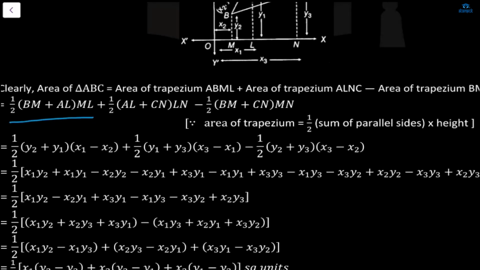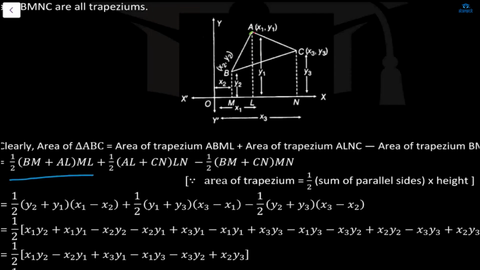Similarly, you are going to find out the area of the other trapezium, that is half, AL will be written as Y1, and CN will be written as Y3. So Y1 plus Y3 multiplied by LN. LN will be written as X3 minus X1. Now the area of the trapezium BMNC will be written as BM plus CN. BM is Y2, CN is Y3. So Y2 plus Y3, and then we want MN. MN will be written as X3 minus X2.